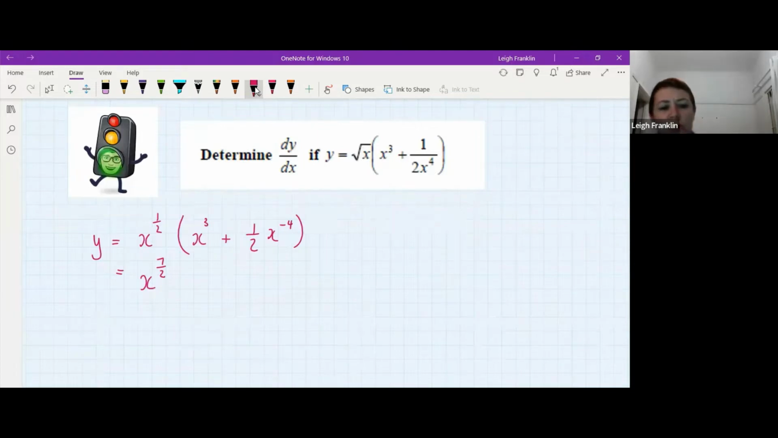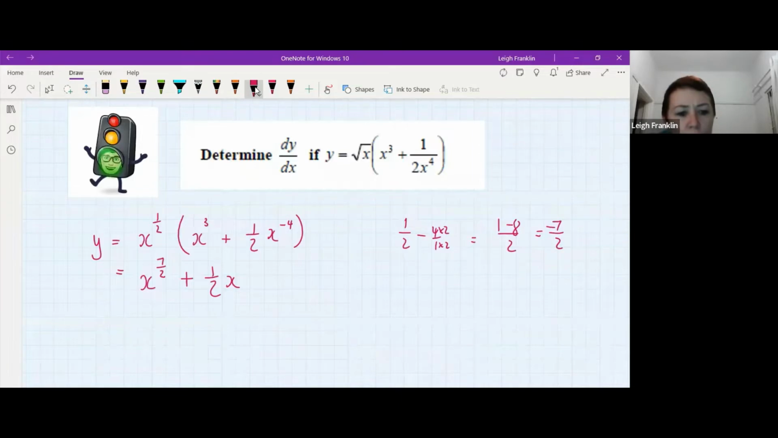So now when we're distributing, we've got 1 times a half is a half. Keep my x. And now when I add my exponents, I'm saying half plus minus 4. So that means I'm going to end up with a half, take away 4. So I'm just doing this quickly. So that would be 1 minus 8 over 2, which would leave me with negative 7 over 2. Okay, if you want to work that out on your calculator, there's no problem with that at all.